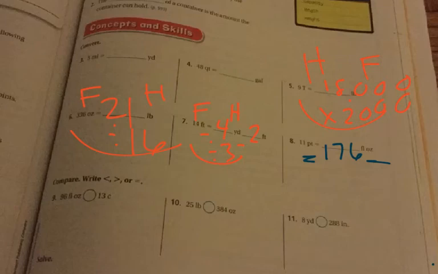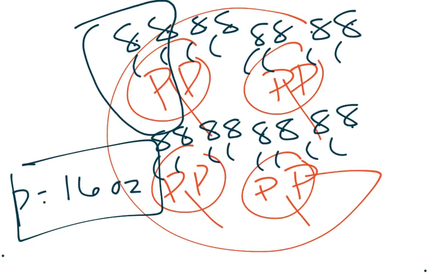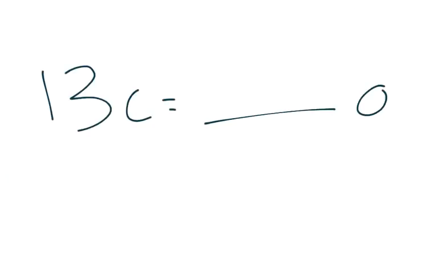The next one says 96 fluid ounces, is it bigger or less than 13 cups? So you need to think, do you want to make them both fluid ounces? Do you want to make them both cups? I like to multiply, so I'm going to change 13 cups to fluid ounces. So let's do that. 13 cups is how many fluid ounces?